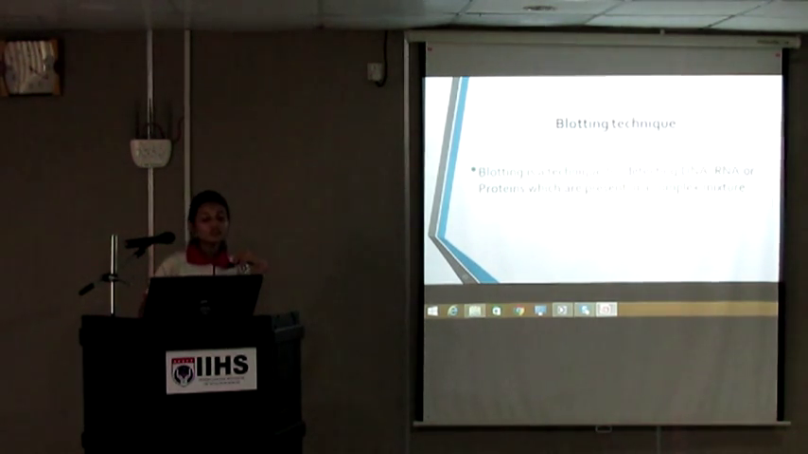And I move on to the blotting technique. The southern blotting is the part of blotting technique. In here, blotting technique is the technical technique for detecting DNA, RNA or protein which are present in the complex mixture.